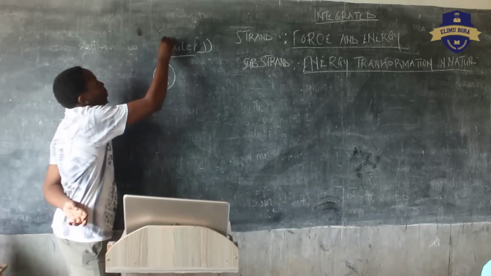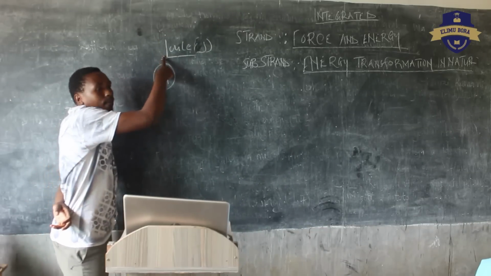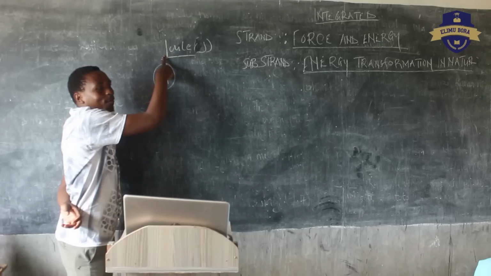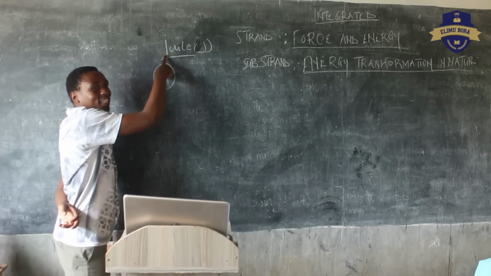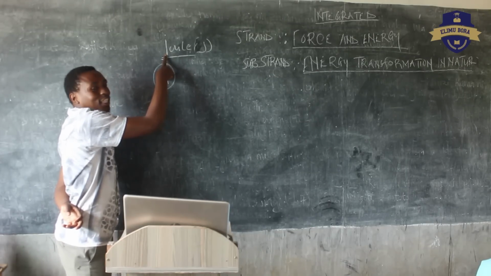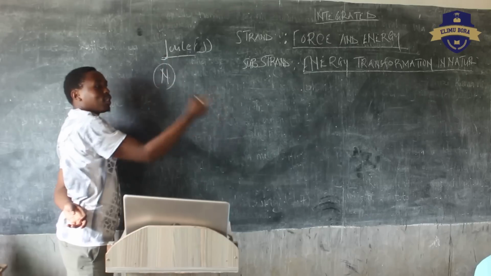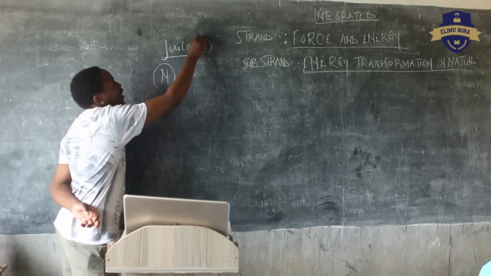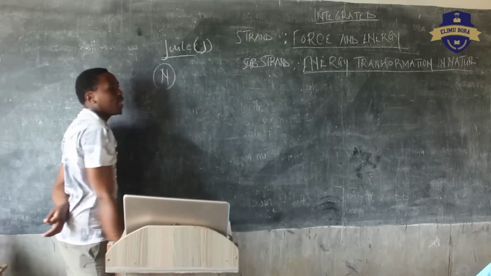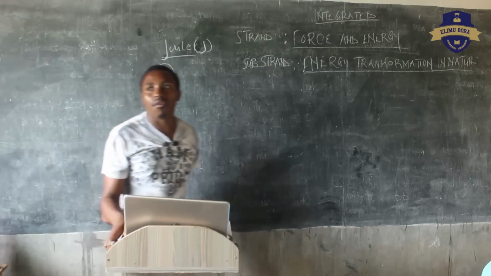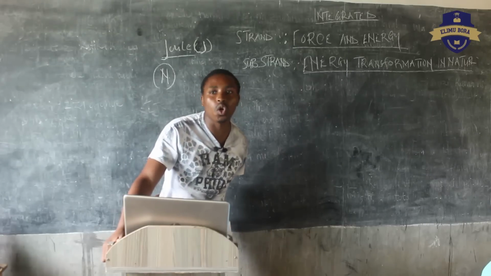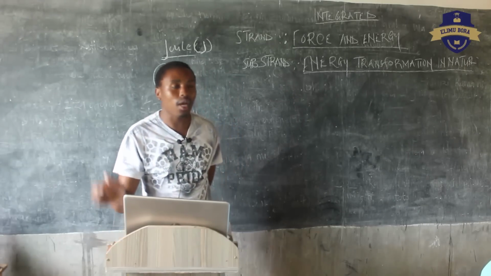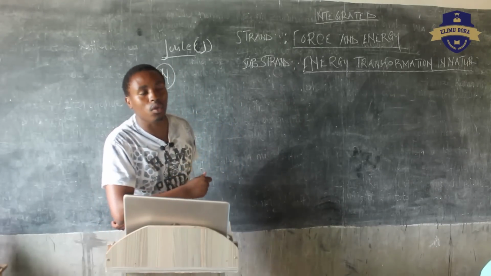Read this name. Joules. Joule or Joules? So the SI unit is J. So the SI unit for energy is Joule, which stands for J as an SI unit of it.